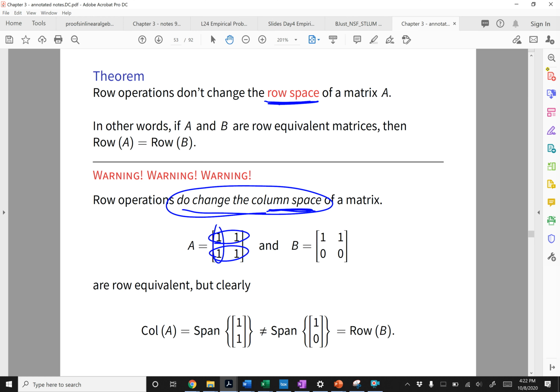But the column space is the span of 1, 1, and that's different than the span of 1, 0. So that's what they're emphasizing here. The span of 1, 1 is the line y equals x, and the span of 1, 0 is the x-axis. So those are not the same. Those are going to be different spans. This will be important when we're trying to describe the column space. We might do row operations to find out where the pivot columns are, but we have to go back to the original matrix to describe the column space.